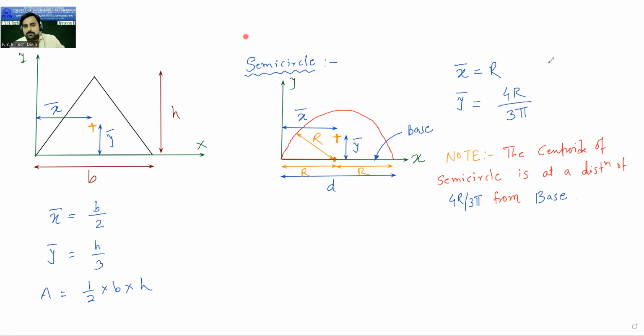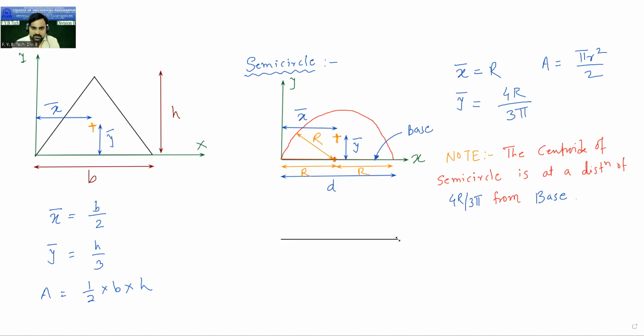Now what is the area of the semicircle? It is pi r square by 2, or 1/2 pi r square. So this is the area of the semicircle. Now this is the case when the base of the semicircle is parallel to the x-axis or along the x-axis. Now if the inverted semicircle is there, suppose the semicircle is like this.